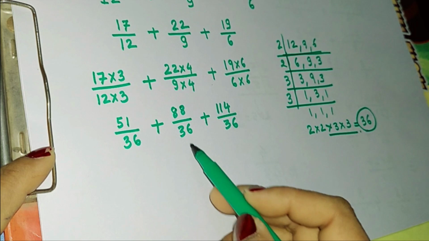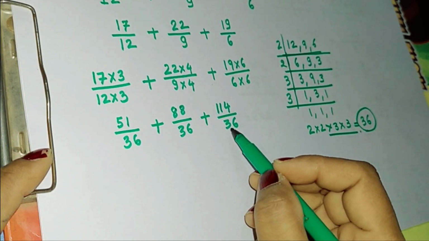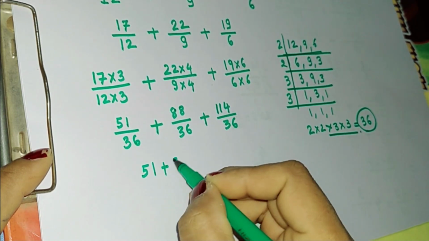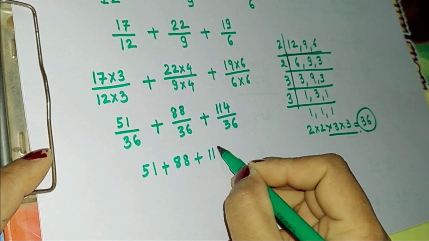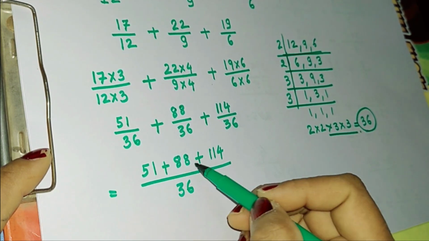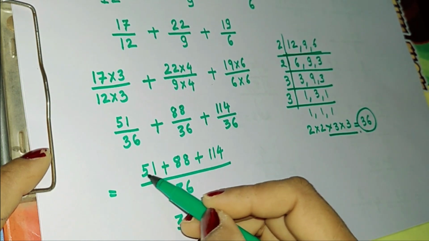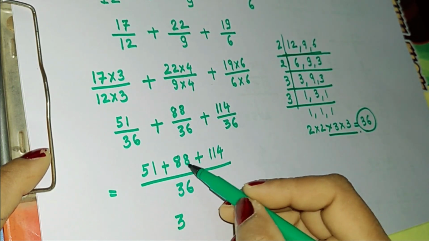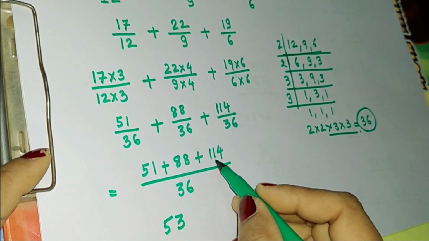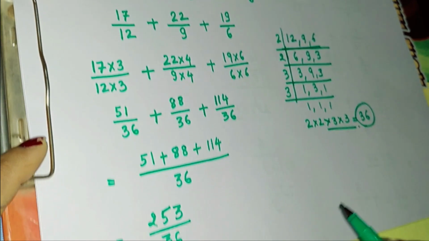Now, we have the same denominator in these three fractions. So, to add all these three fractions, we need to simply add the numerators of these fractions. So, here we can write 51 plus 88 plus 114 divided by 36. So, here 1 plus 8 is 9, 9 plus 4 is 13, 1 is pending. So, here 6, 5 plus 1, 6, 6 plus 8, 14, 14 plus 1, 15, 1 is pending. So, here 1 plus 1 is 2, 253 divided by 36.